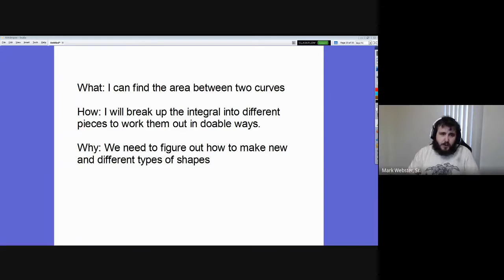Alrighty, so what are we going to be doing today? We're going to be finding the area between two curves. How are we going to do this? We're going to take the integral and break it up in different pieces and in slightly different ways to be able to work them out.